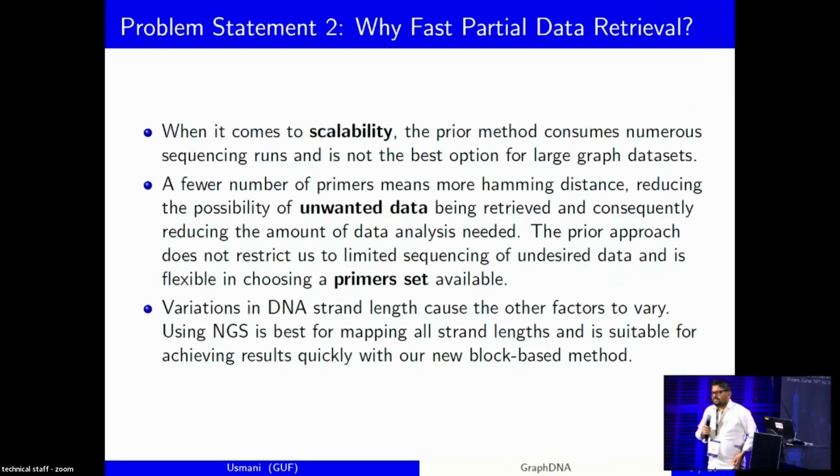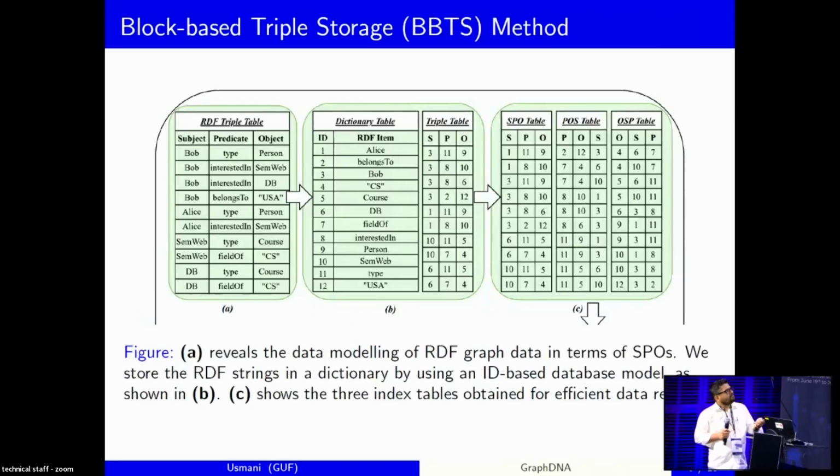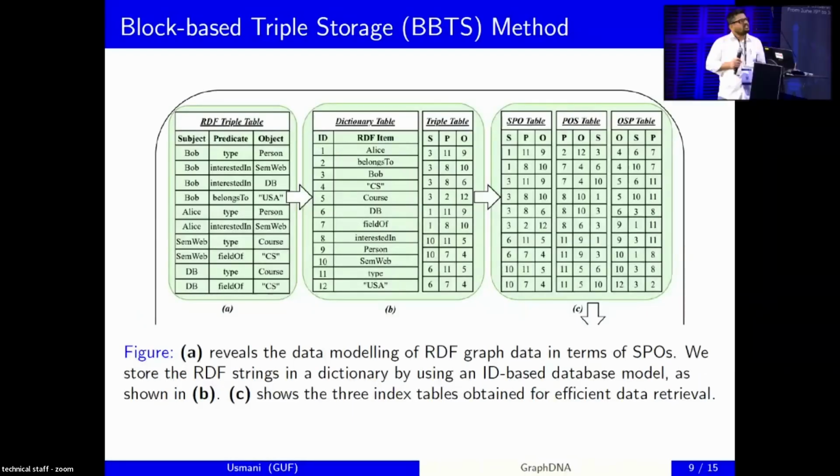This ID-based technique suffers from scalability because we link each DNA strand one-to-one with primers, so we need as many primers as we have DNA strands. For large-scale graphs, we need a large number of primers, which is quite hard to offer. For this reason, we came up with another method, which is called the block-based storage method.